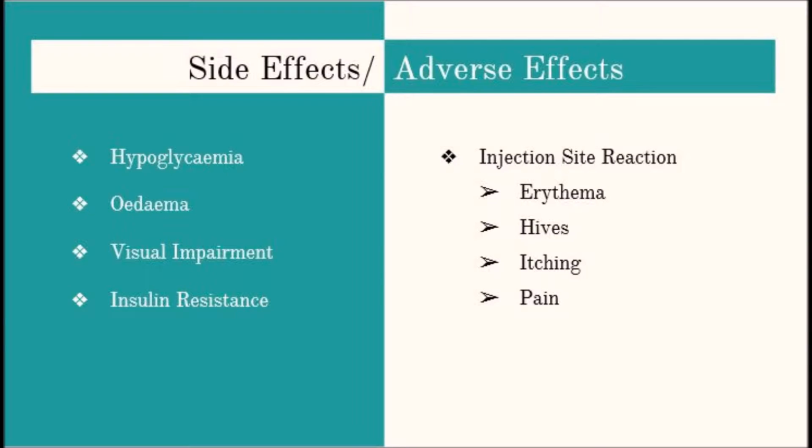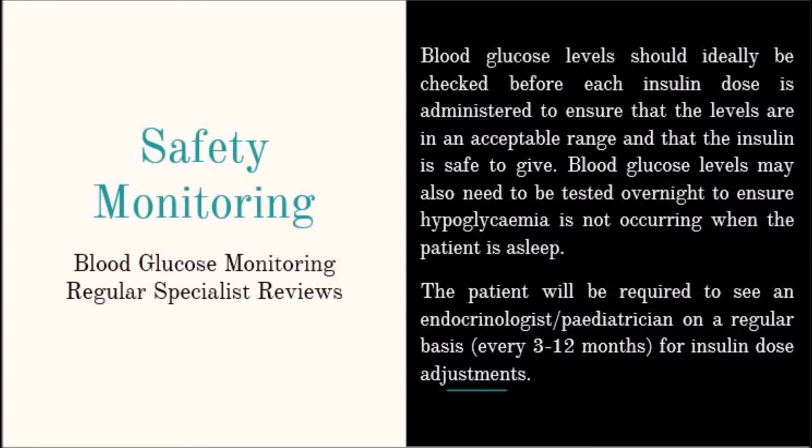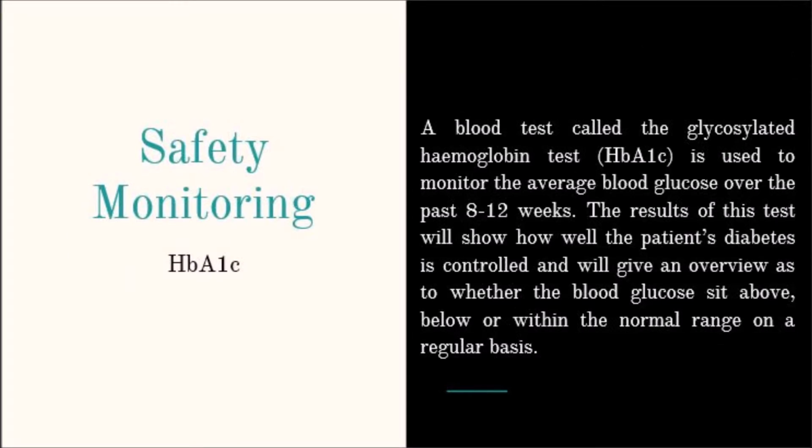Blood glucose levels should ideally be checked before each insulin dose is administered to ensure that the levels are in an acceptable range and that the insulin is safe to give. Blood glucose levels may also need to be tested overnight to ensure hypoglycemia is not occurring when the patient is asleep. The patient will be required to see an endocrinologist or pediatrician on a regular basis every 3 to 12 months for insulin dose adjustments.